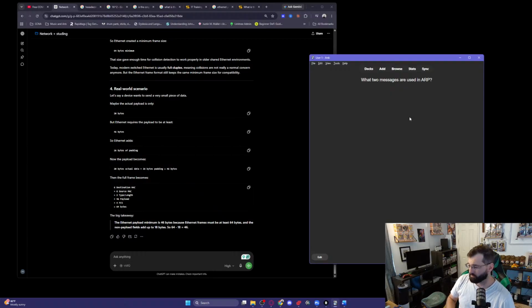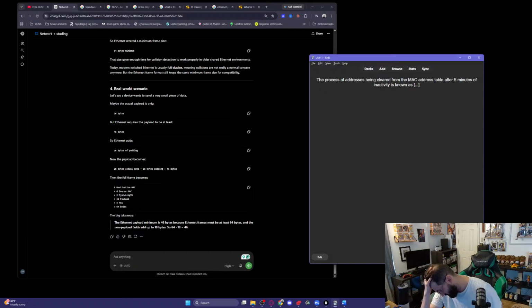It's too much. See here, the two messages used in ARP are request and reply. Same thing, request and reply, but it's ICMP. The process of addressing being cleared from the MAC address table after 5 minutes is, oh man, I know this. Inactive. It's not dynamic. I thought it was dynamic, but it's not. Damn it, what is it?